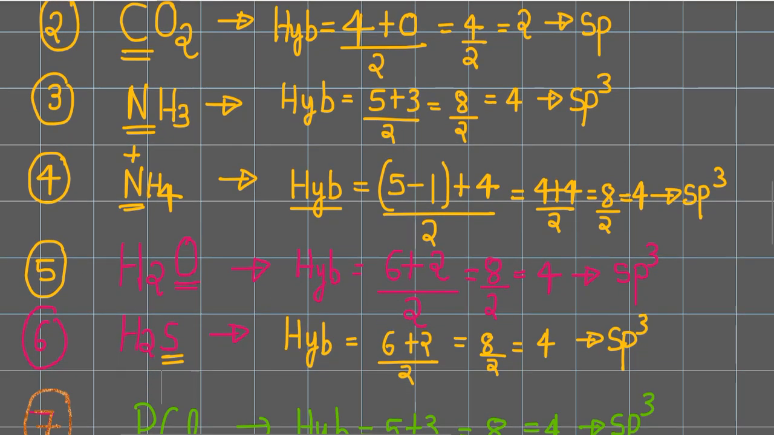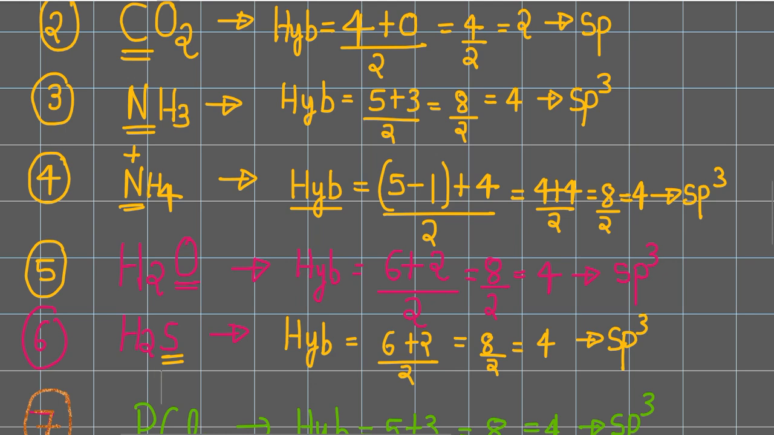Hybridization of oxygen in H2O. The central element is oxygen. Actually, hydrogen is never a central element. So for the hybridization of oxygen in H2O, the number of valence electrons of oxygen is 6, and the number of monovalent atoms in this case is hydrogen. We know that oxygen is not a monovalent species, but oxygen here is the central atom. 6 plus 2 by 2, 8 by 2 is 4, which is sp3 hybridization.